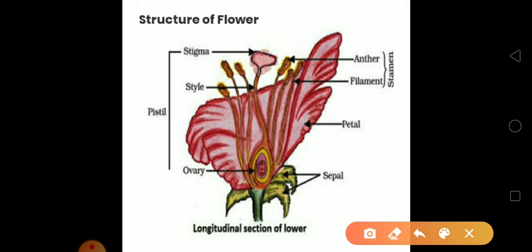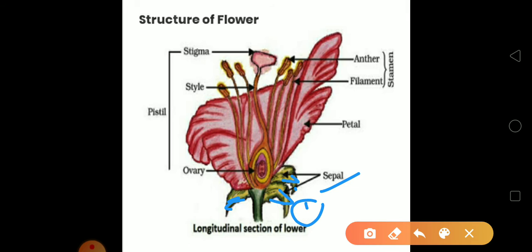The first whorl, that means the first covering of the flower, right? Floral leaves is calyx. We can see sepals. These are the green parts. It is the outermost whorl of the flower, called sepals. Sepals are generally green in color and protective in function. Right? This is the first covering.